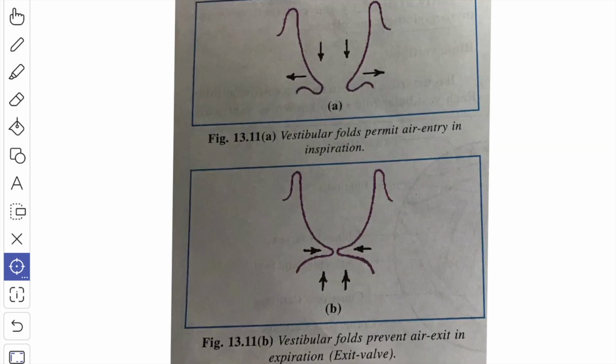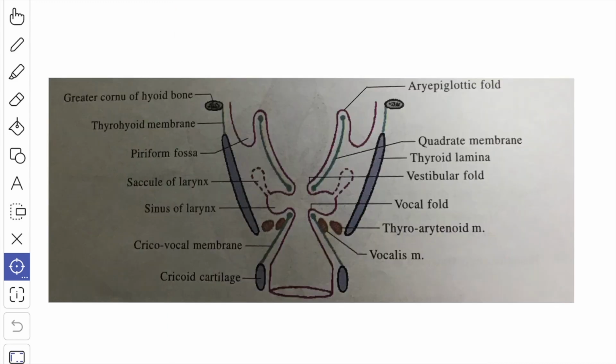Now we'll see the functions of the Rima Vestibuli. It permits air entry in inspiration and prevents air exit during expiration. Therefore, it acts as an exit valve. Holding of breath at the end of inspiration is done by the opposition of the vestibular folds. This is essential to increase the intra-abdominal or intrathoracic pressure during the act of micturition, defecation, coughing or parturition in females.